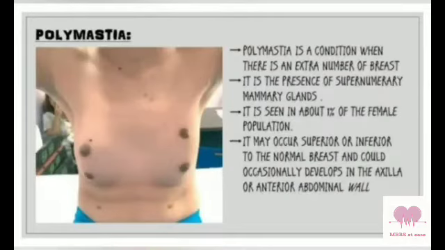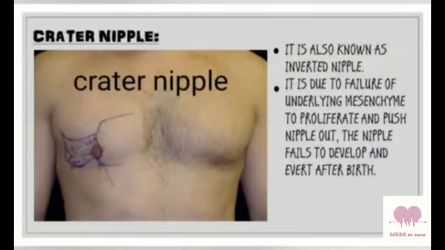Polymastia. Polymastia is a condition when there is an extra number of breasts. It is the presence of supernumerary mammary glands. It is seen in about 1% of the female population. It may occur superior or inferior to the normal breast and could occasionally develop in the axilla or anterior abdominal wall. Crater nipple. It is also known as inverted nipple.